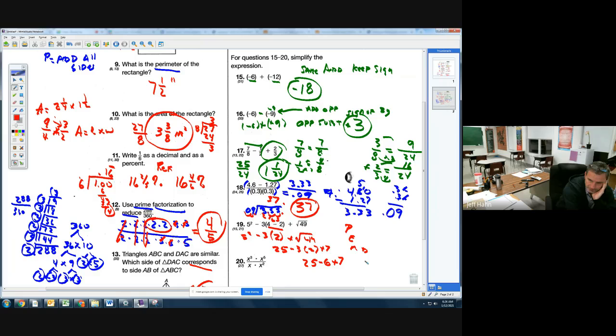Now, please be very careful at this point. This is where a lot of people go wrong. They go, oh, 6 plus 7 is 13 and 25. No, you can't do that. Addition and subtraction are on the same level. You must work from left to right. I must take 25 minus 6 first. And 25 minus 6 is 19. Then I add 7 to that. And I end up with 26 as an answer. So the answer to number 19 is 26.